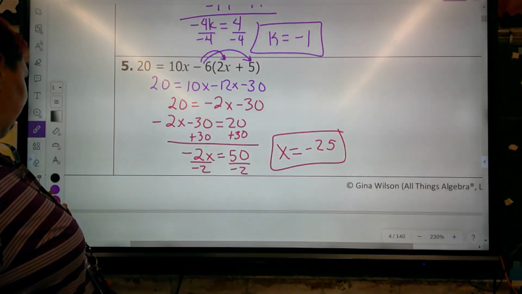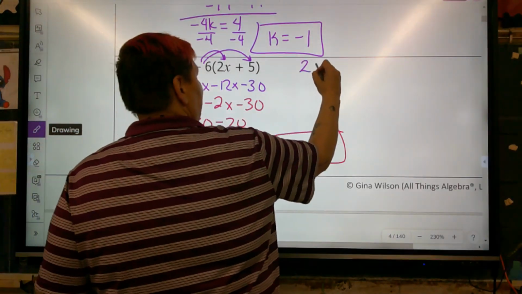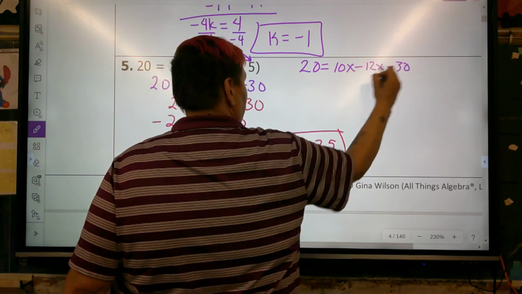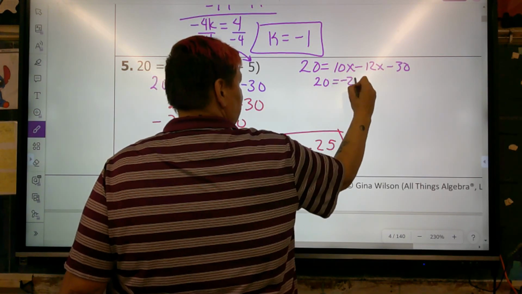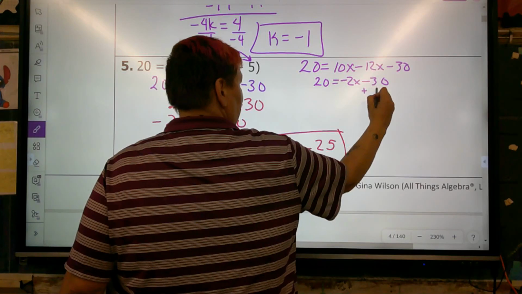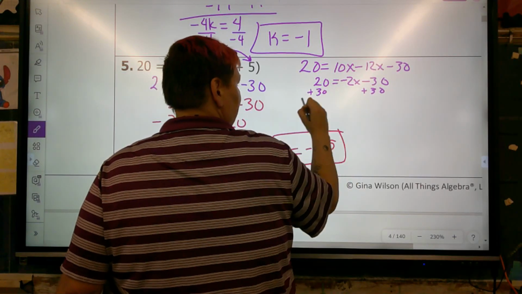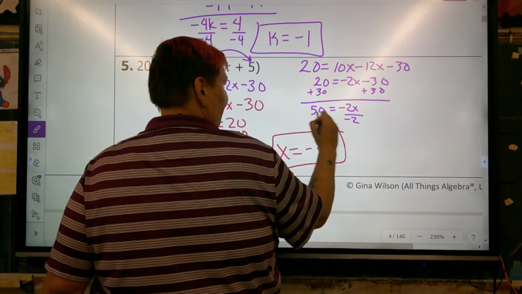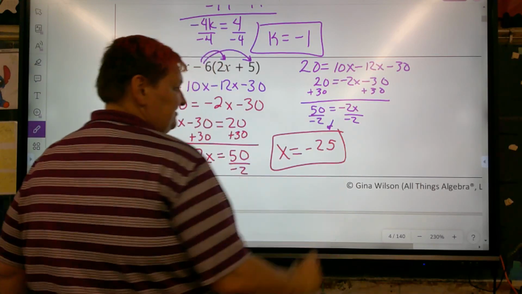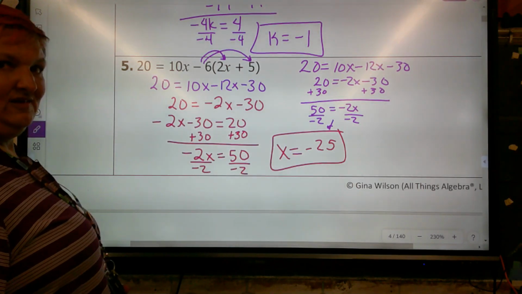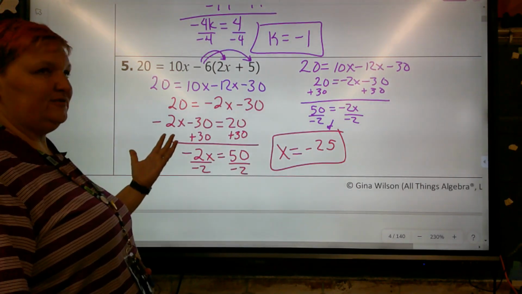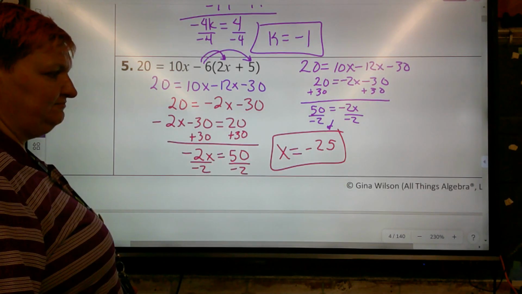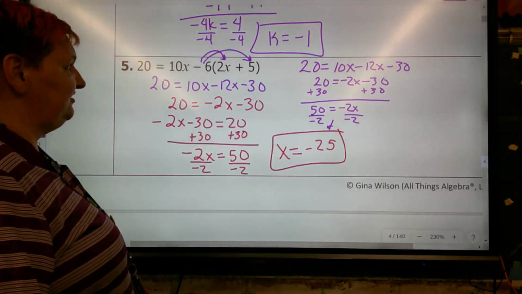You could have left it. Let's leave it. 20 equals 10x minus 12x minus 30. 20 equals negative 2x minus 30. You would have ended up with the same exact answer. It's just a preference. Most people prefer the variable on the left. That's all. Alright, hopefully you learned a little something. Glue it in, get your practice sheet, and get to work.